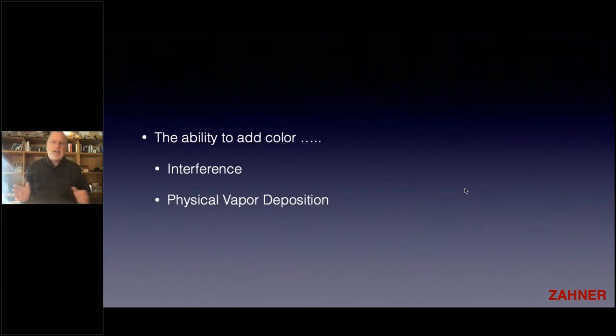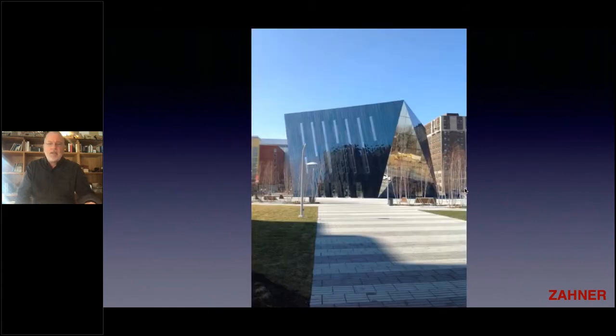There are two main methods of adding color to stainless that are used in architecture today: interference coloring and physical vapor deposition, or PVD coated stainless. As you see in this project in Cleveland, it's a mirror finish surface of stainless steel, 304 alloy again, but it's been darkened to a dark blue tone using the interference coloring process.